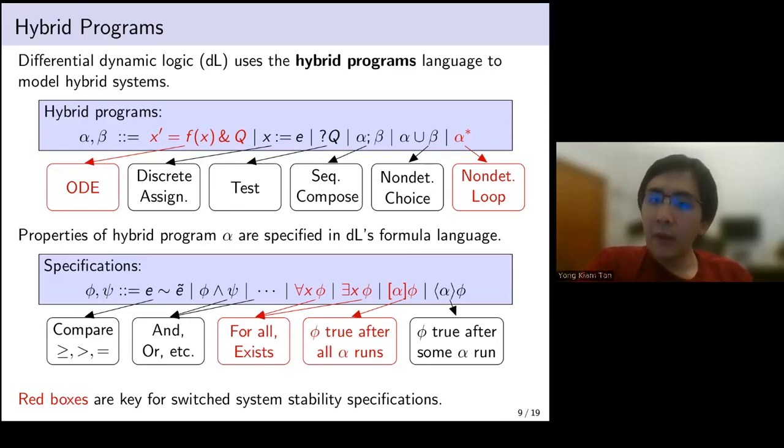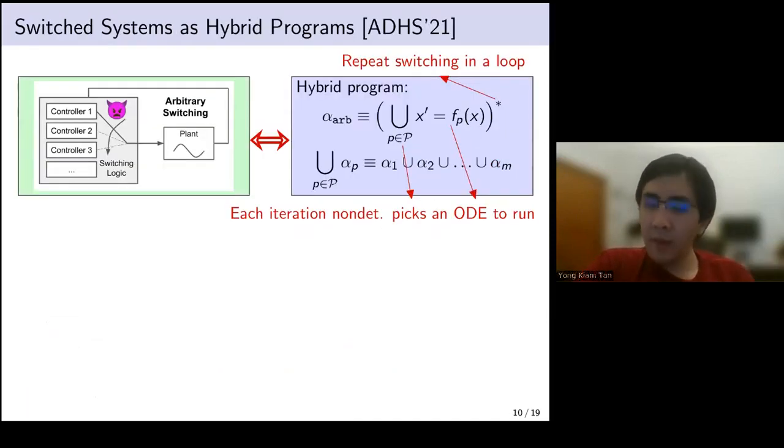Okay, so using the language of hybrid programs, in previous work published at ADHS last year, we showed how different kinds of switching mechanisms can be modeled using hybrid programs. So here is a very simple example of a switching mechanism. It's known as arbitrary switching. And this can be useful, for example, to model a scenario where the switching logic is not under our control, or maybe it's just unknown, right?